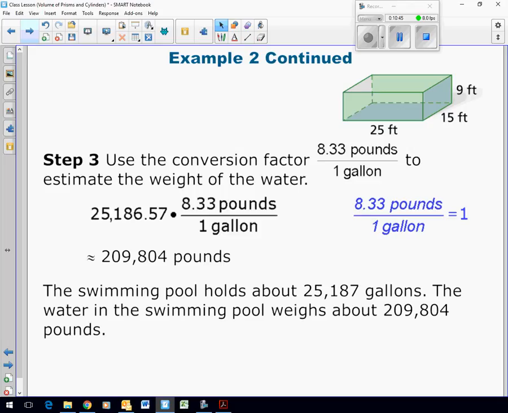I got it? All right. Cool. So if you ever get into a swimming pool that's 25 feet by 15 feet by 9 feet deep, okay, just think there's almost a quarter of a million pounds of water. Pretty heavy.